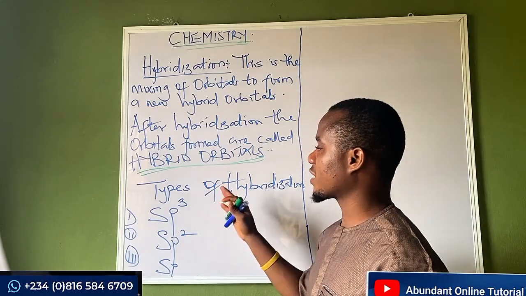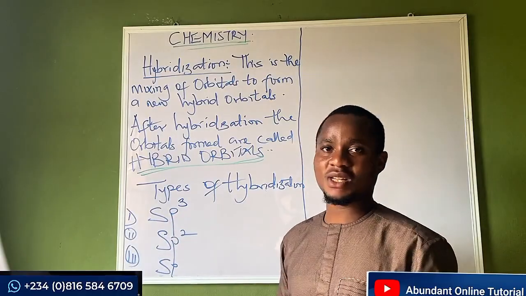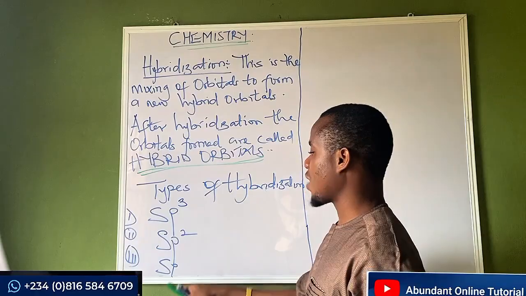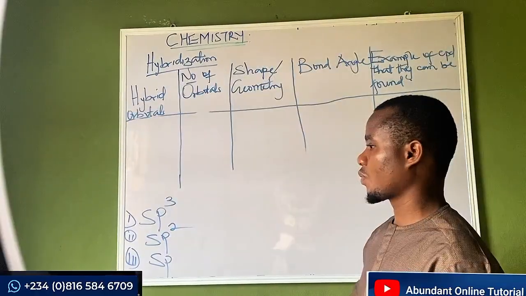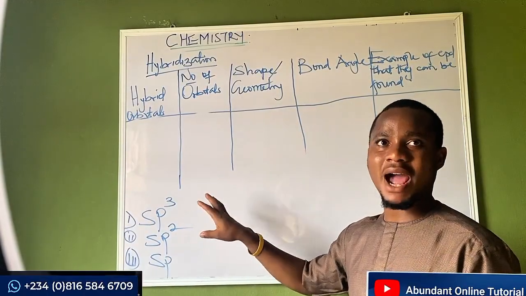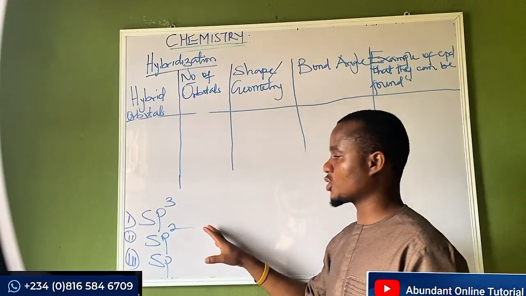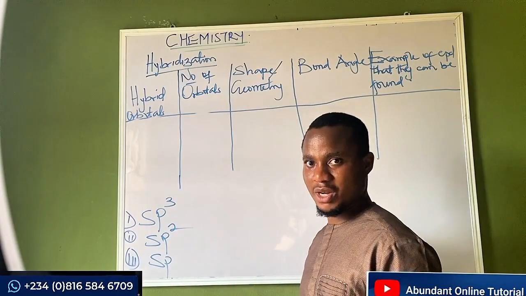Now, I'm going to explain where sp3 hybridization can be found, where sp2 hybridization can be found, and where sp hybridization can be found. So these are the major hybrid orbitals that we will be focusing on. These are the three types of hybrid orbitals.